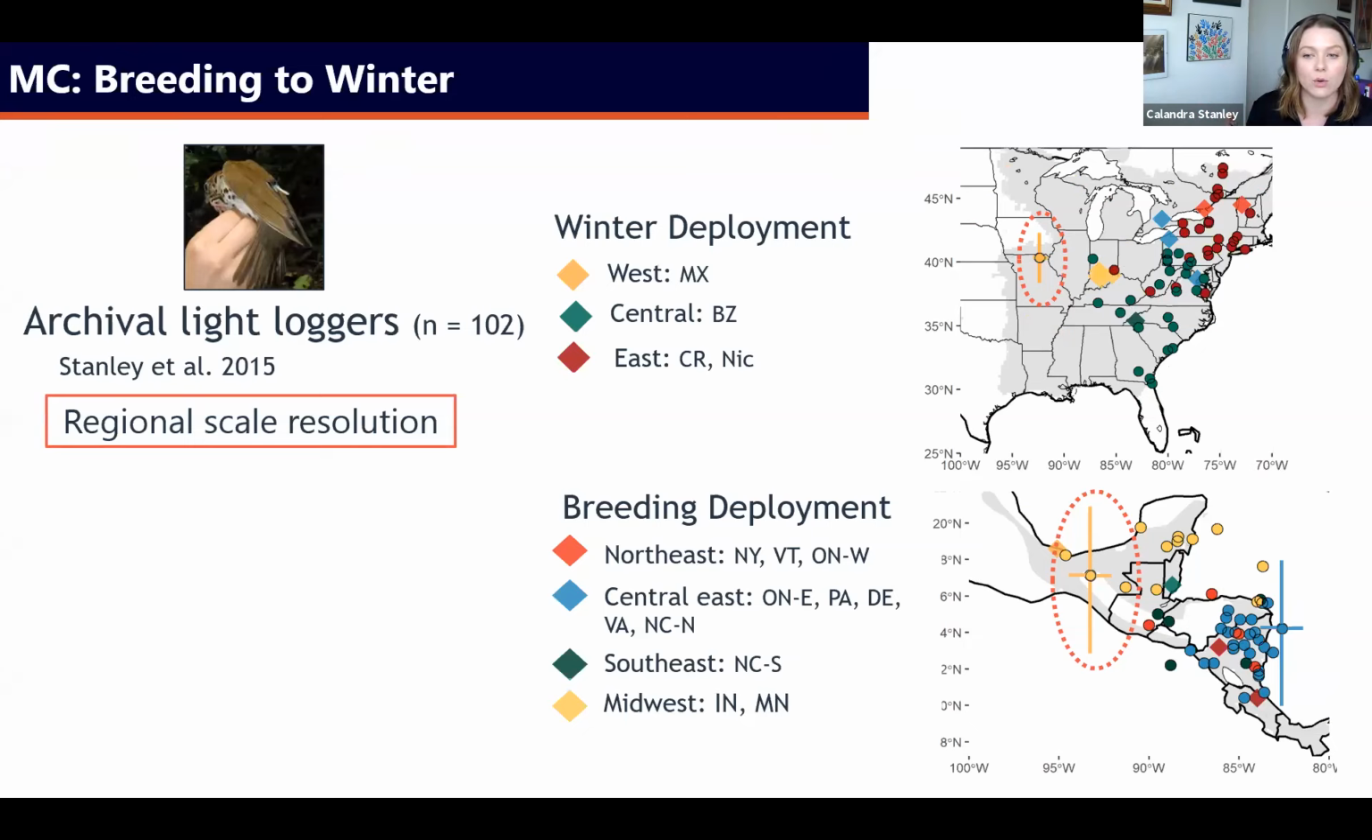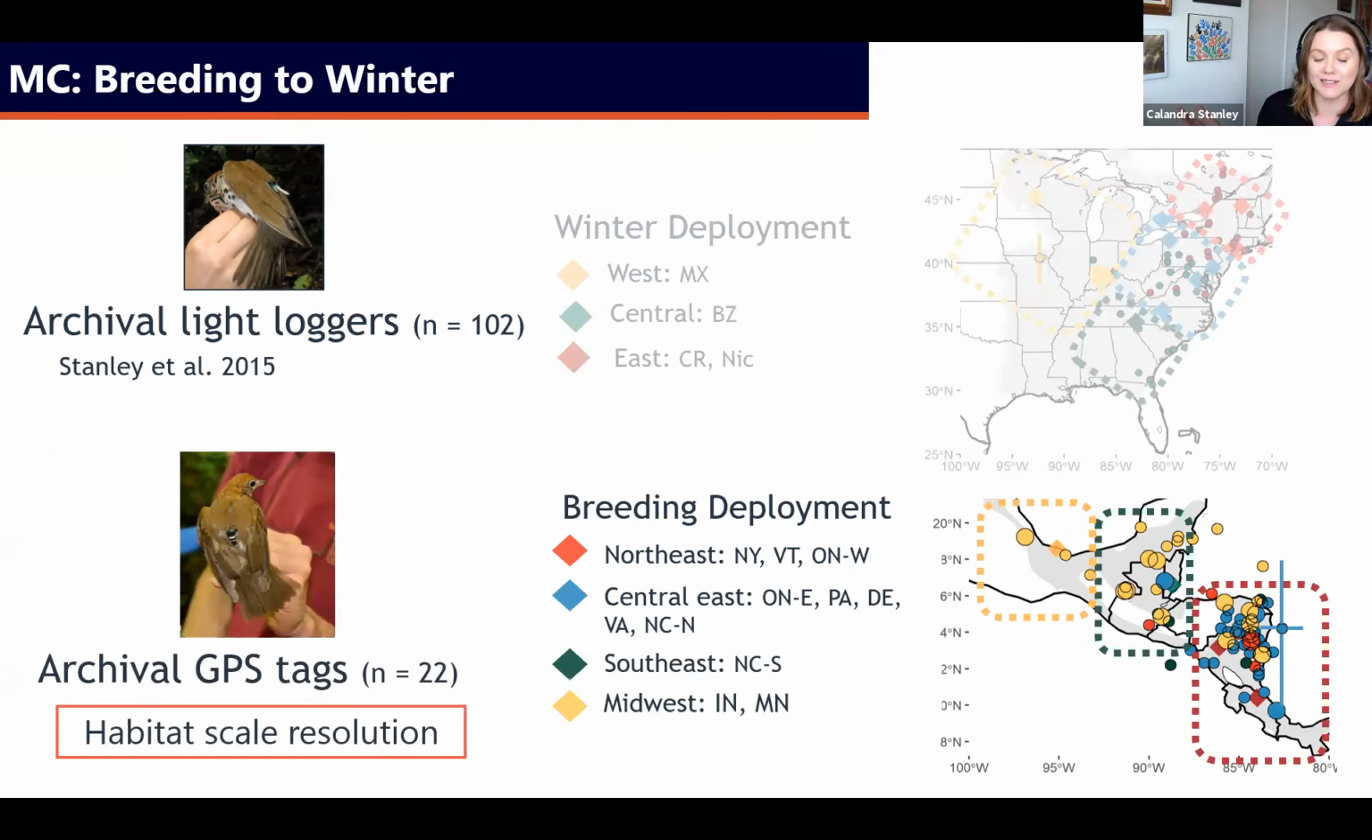And so that begged the question: is the population mixing that we are seeing based mostly on technological limitations, like the location error, or is it actually population mixing? And luckily, the archival GPS tags became available, which have habitat scale resolution. We deployed them on the breeding ground, and here I'm showing the breeding deployments as larger circles. As you can see, even with these higher resolution tracking data, we're still seeing a lot of population mixing.